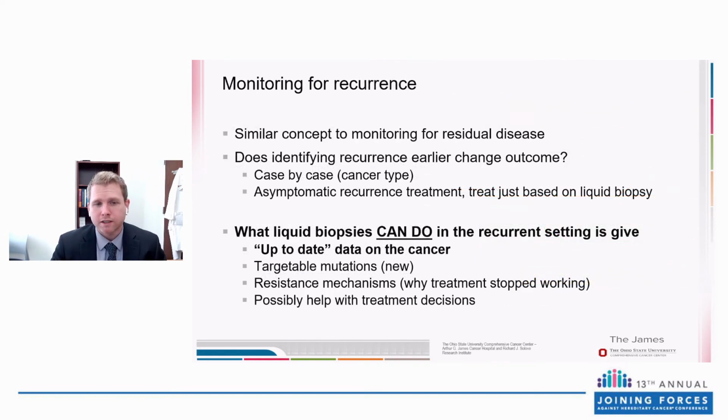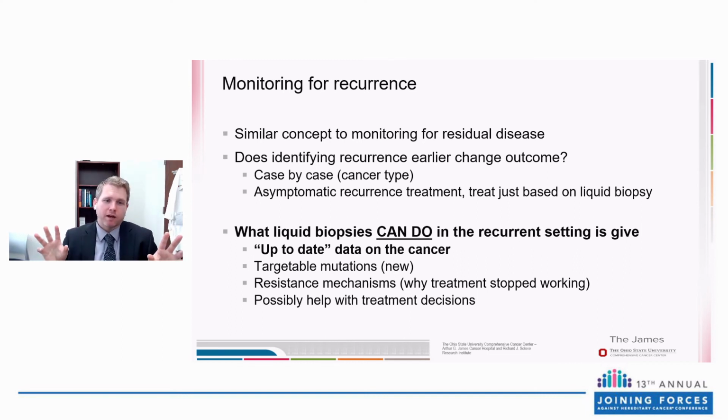Monitoring for recurrence is a similar circumstance. So we're talking about after we finish treatment: is there subclinical or some residual disease left? Now we're talking about somebody that we have completed treatment with, and I'm seeing them back for their surveillance visits every couple months. And I'm saying, okay, do I need to worry about their cancer coming back?